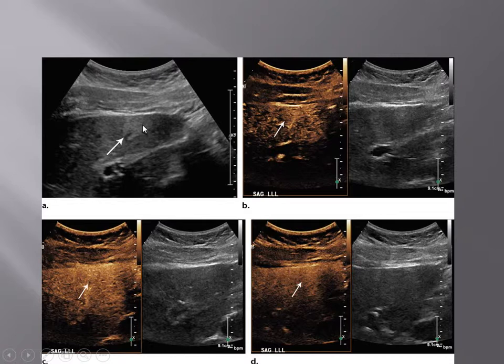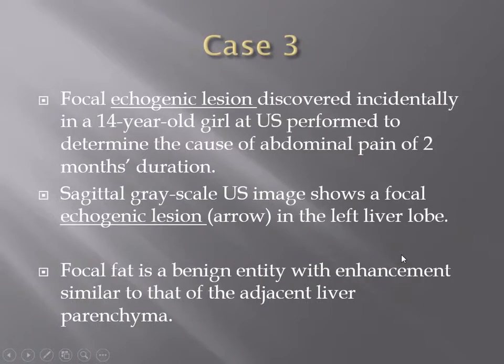It was echogenic. After giving contrast, in the arterial, portal, and late venous phases, there was enhancement isoechoic to the liver, the same in all three phases. So this focal fatty lesion is a benign entity, and it shows enhancement similar to that of the liver.